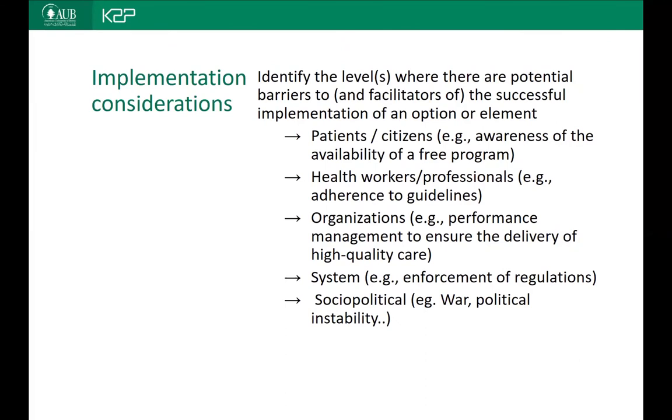What do we usually add in this section? We identify, based on evidence, the barriers at the different levels of the system and also the stakeholders who will use these options later on. So we identify all the barriers at the patient or citizen level, for example, lack of awareness about the availability of a free program for the citizens. We also identify all the barriers at the level of healthcare workers and professionals, for example, if you have a problem with adhering to guidelines in your country. We also identify barriers at the level of the organization, such as managing high quality care and performance. Similarly, we identify barriers at the level of the system, including sociopolitical reasons and considerations.